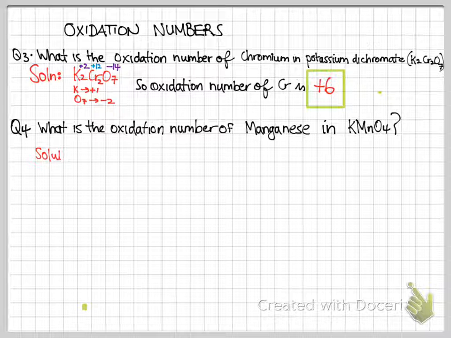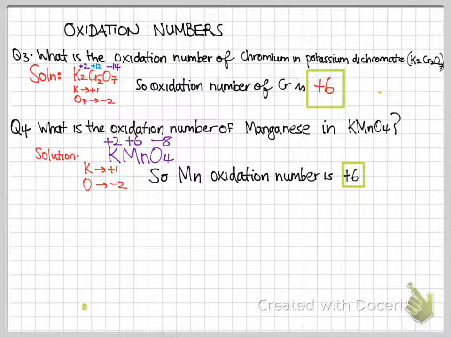Now looking at question 4, what is the oxidation number of manganese in KMnO4? Again, oxygen is -2, potassium is +1, and then we put the numbers together and see what charge manganese must take to balance it out.